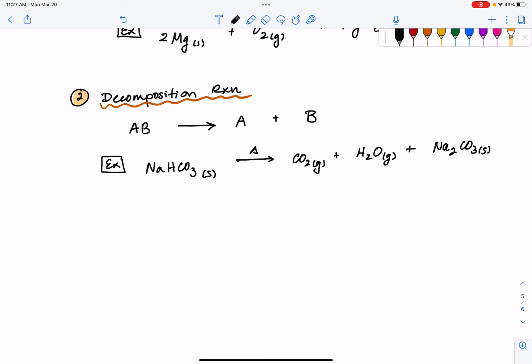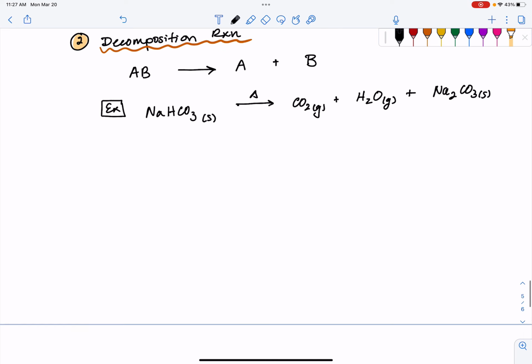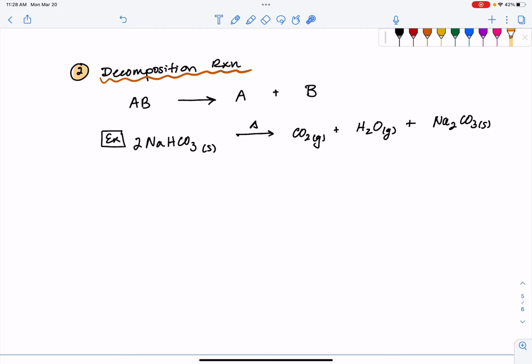All right, this is not balanced, so let's go ahead and balance it. I have 2 sodiums here, so I'm going to have to double the sodium bicarbonate. In doing so, I have doubled my carbon, and then I have 2 carbons. I now have 2 hydrogens, and then 2 times 3 is 6. So 1, 2, 3, 4, 5, 6. Now I'm balanced. So decomposition, something splitting into its respective components.